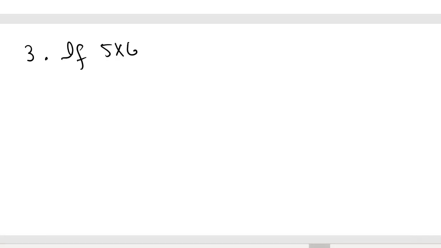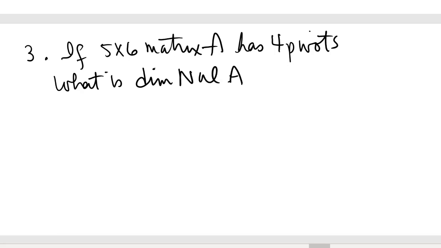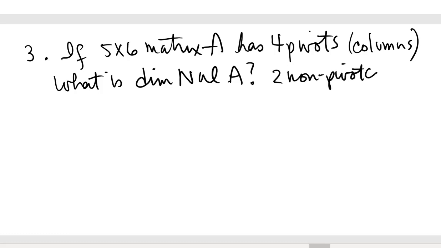Okay, problem 3. If a 5 by 6 matrix A has 4 pivots, what is the dimension of null of A? 4 pivots, that means 4 pivot columns. A has 6 columns, so that leaves 2 non-pivot columns, and that means 2 free variables. The dimension of null of A is 2.